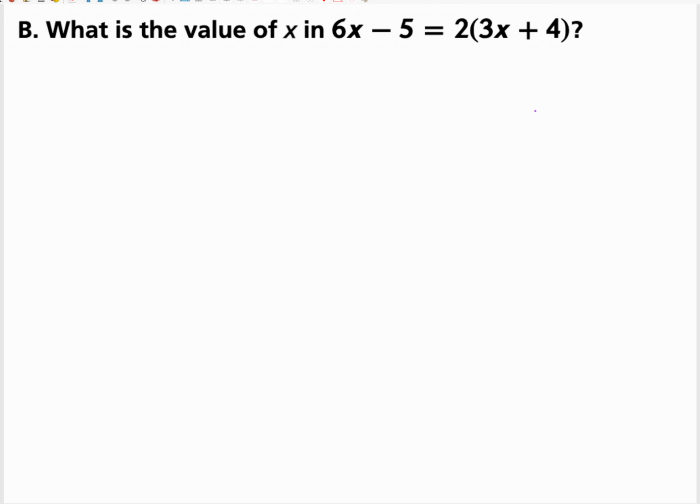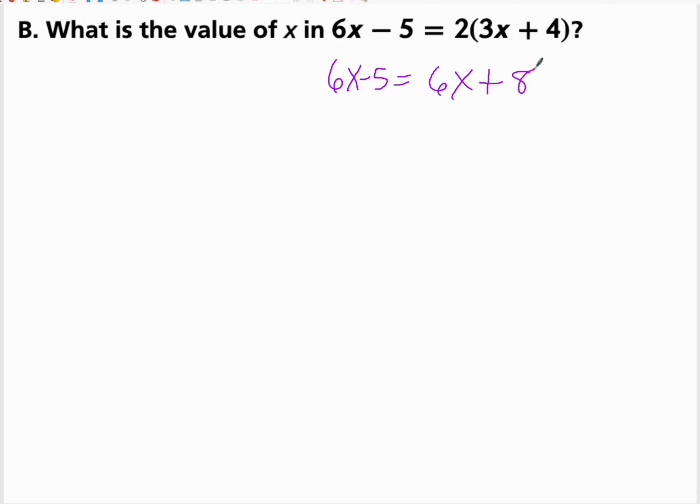So what is the value of x in this equation? 6x minus 5 equals 2 times (3x plus 4). So nothing to do here. 6x minus 5, distribute the 2. 2 times 3x is 6x, and then 2 times 4 is plus 8. So here, this is the step where we should recognize that we have no solution.